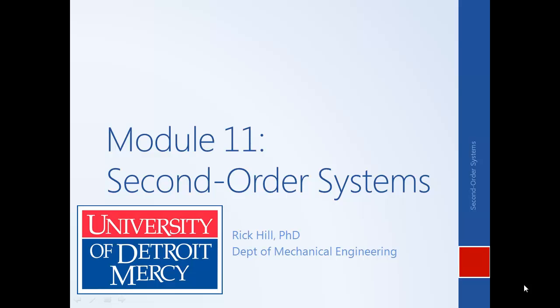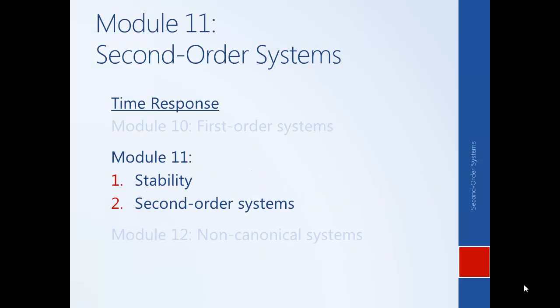In this module, we continue our discussion of time response analysis. In particular, we look at second-order systems. So far in this semester, we've been doing what we term time response analysis. In the previous module, we looked at and memorized, in essence, the character of a certain type of system called a first-order system. In this module, we will look at a slightly more complicated system called a second-order system, and we will look more closely at the important property of stability.